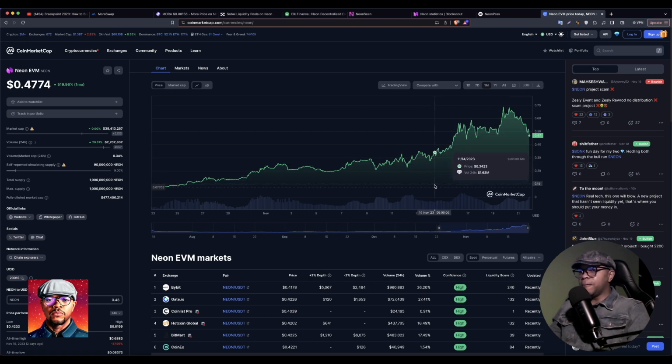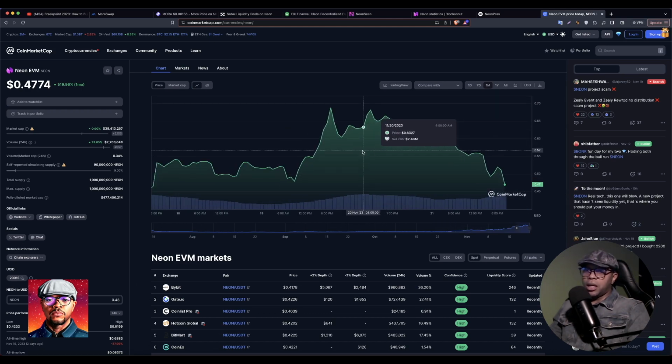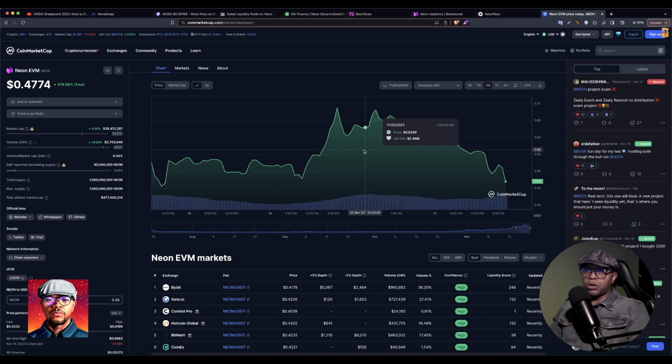So if we do lose that 40 cent zone, I totally could see us hitting a next support of around 28 to 30 cents. So you could wait to see if those price points get hit before you get in on it. But yeah, I'm in this one for the long term, and this is definitely in my long-term portfolio.